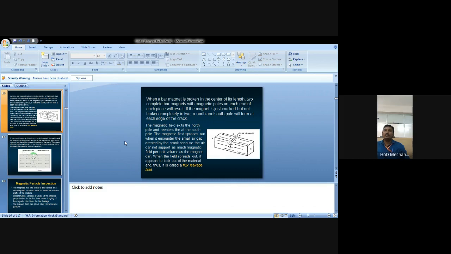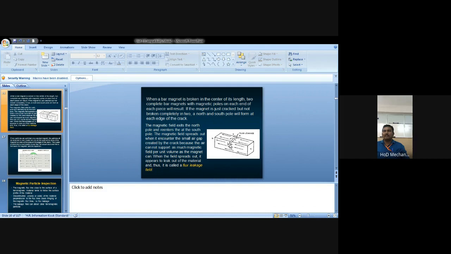For example, if a magnetic bar is damaged or broken in the center of its length, two complete bar magnets with magnetic poles on each end of each piece will result. If the magnet is just cracked but not broken completely, the north and south poles will form at each edge of the crack. That means it is a permanent magnet. It has two poles, one north and another south.